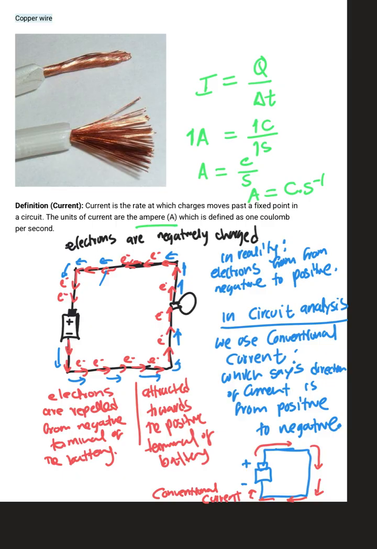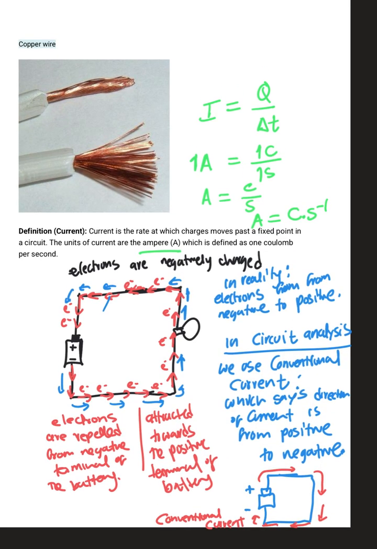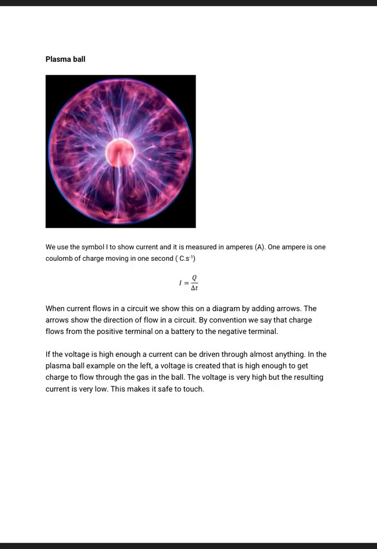So this is the conventional current. And then we have a plasma ball. So that's the picture of a plasma ball, but we will talk about it as we are discussing.